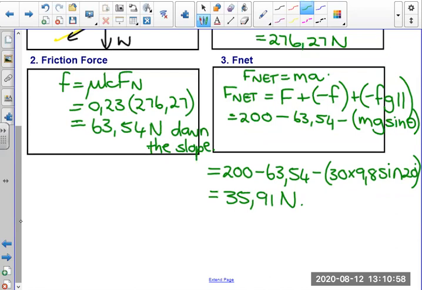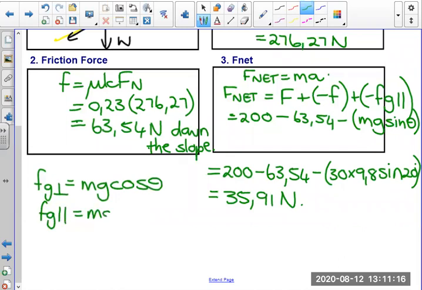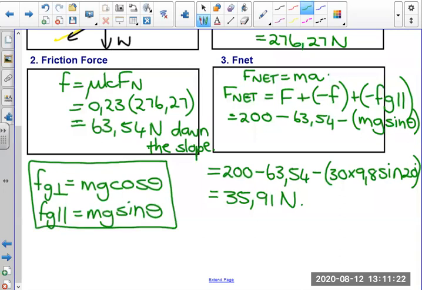Okay, so when I have a slope, remember, then it changed. Then with a slope, I must remember I have FG perpendicular, which is going to be mg cos theta, and I have FG parallel, which is mg sine theta. Okay, that's for a slope. When I don't have the slope, if it's just a flat surface, I must remember about the x and the y components that we're going to use.